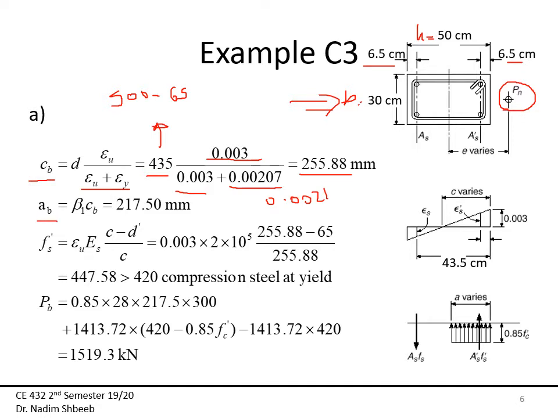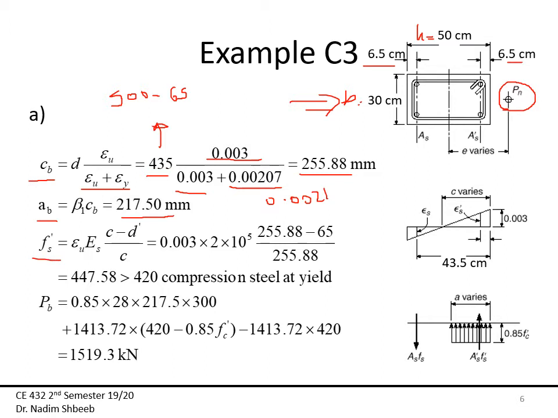From that I can calculate the A value, which is simply beta 1 times CB, and since F prime C is 28 or less, then my beta 1 is going to be 0.85. From that I found A to be 217.5. So from it I can now calculate the F prime S.